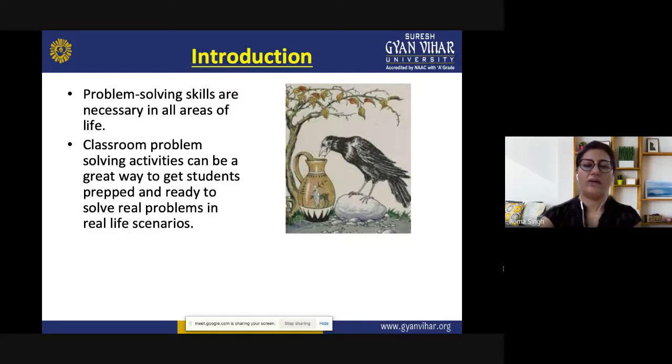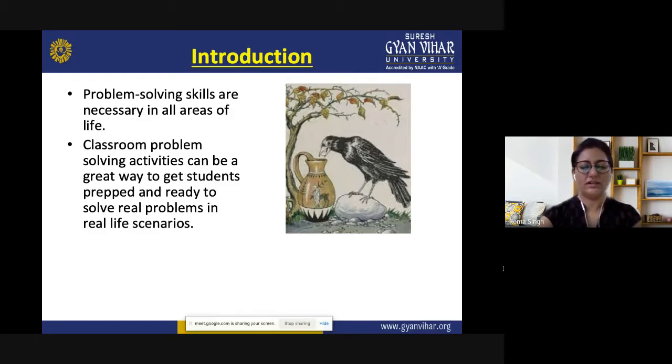So we all have heard the famous story of the thirsty crow, how for the water, as he was thirsty, he developed some ideas, and how he was able to drink water at the end. So this is how we have to reach the solution, by bringing out various alternatives, and this is how we can solve any problem.